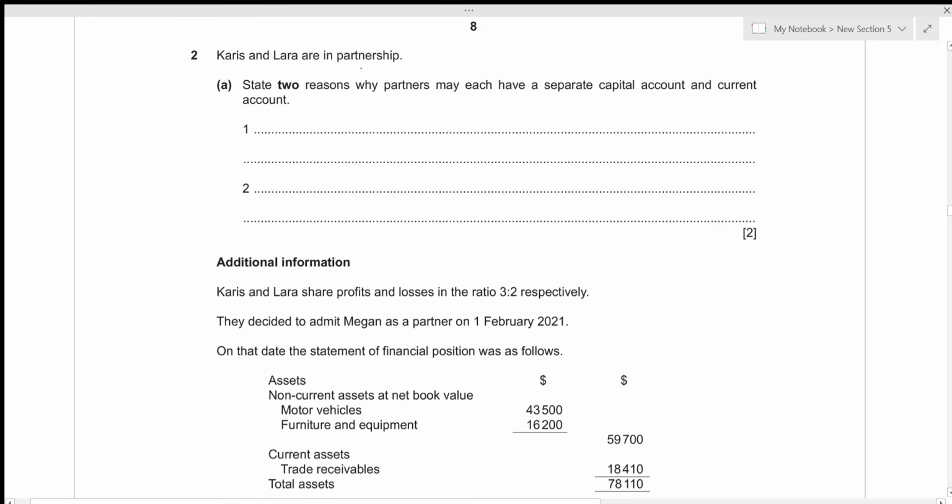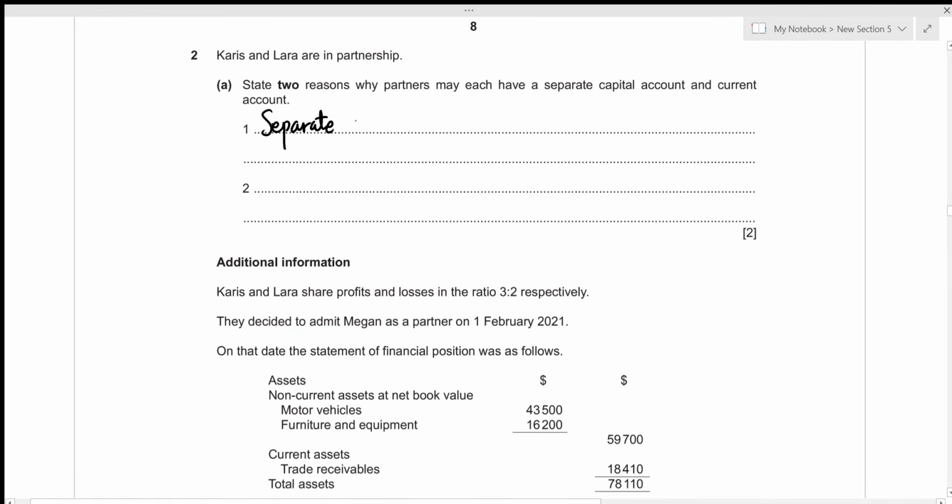So Karius and Lana are in partnership, and we need to state two reasons why partners may each have a separate capital account and current account. So I'll give one reason for a separate capital account and another reason for a separate current account. Let's start with capital account first. Essentially, in capital accounts, we record the permanent investments made by each partner. So that's why a separate capital account is required. Let's write that down.